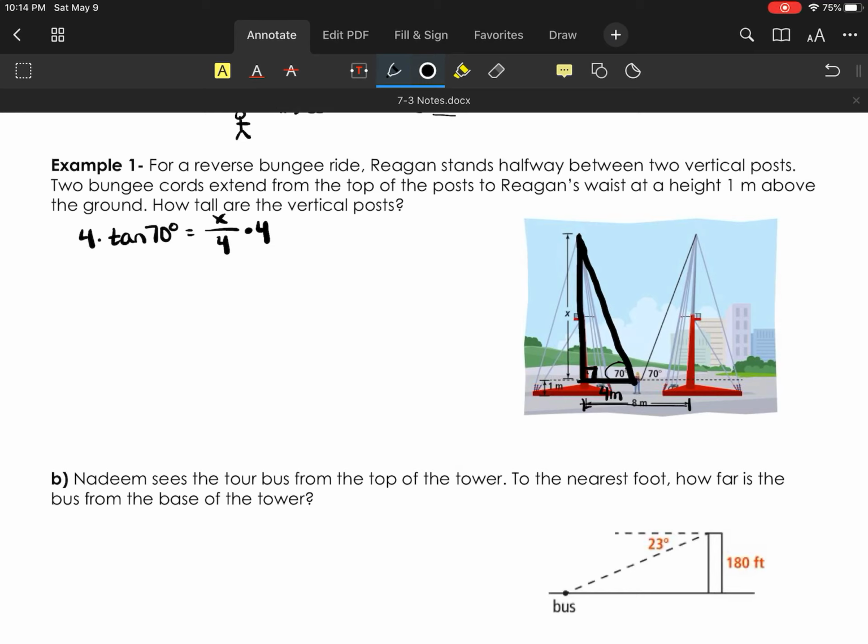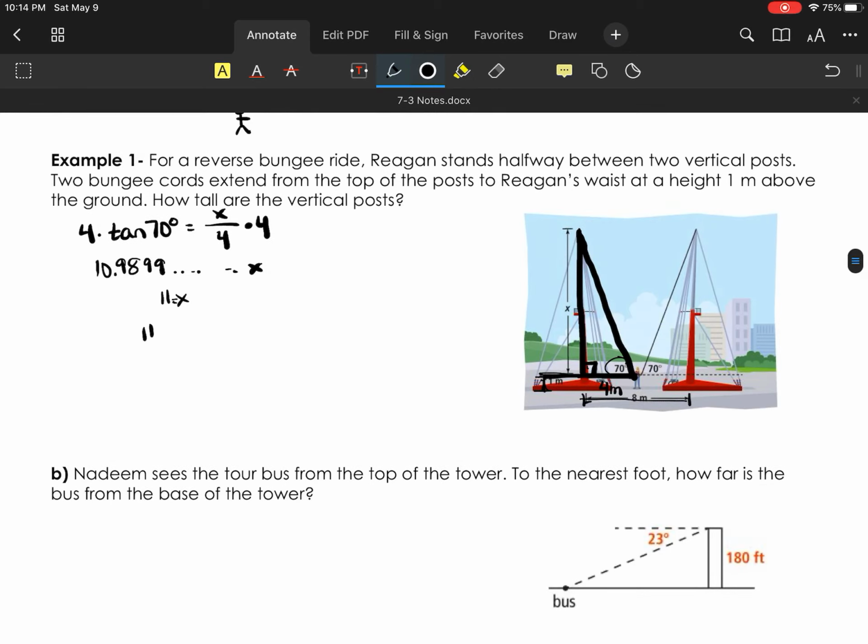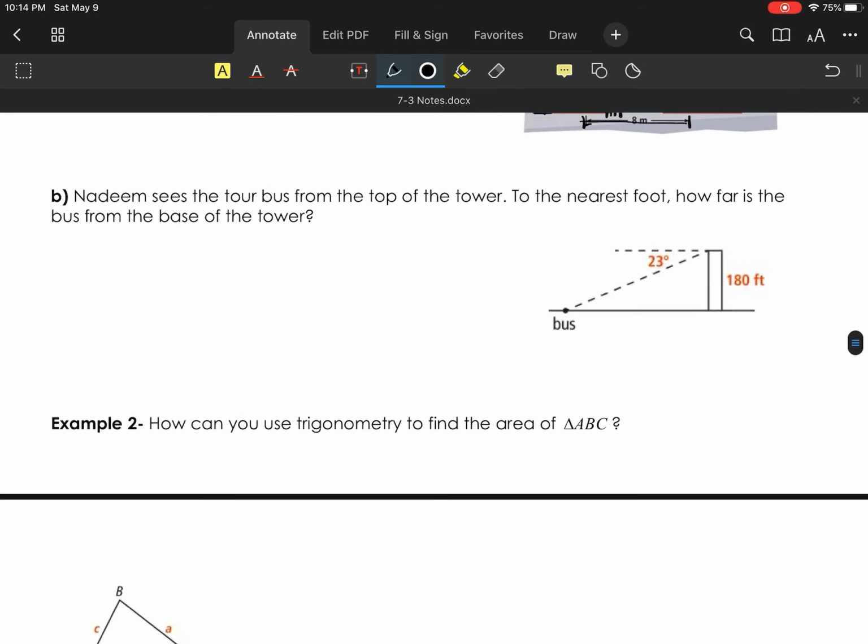Then to get x by itself, multiply both sides by 4. Feel the pressure to do this before my Apple Pencil dies. So I'm going to type in 4 times tangent of 70 into my calculator. And you should get about 10.9899. That's what x equals. I'm going to go ahead and round that up to 11. So x equals 11. You will notice that this is a meter above the ground. There you have this additional 1 meter towards the bottom there. So I'm going to say 11 plus 1 to get that total height. So the total height there would be 12 meters.